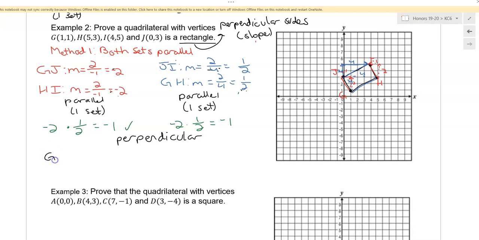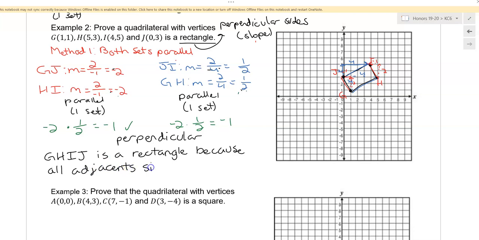So GHIJ is a rectangle, because all adjacent sides are perpendicular.